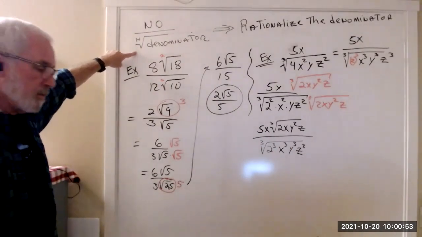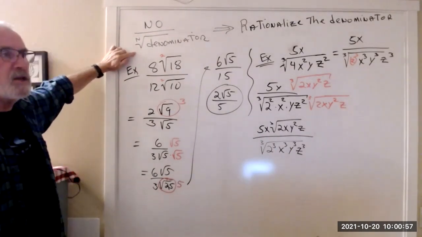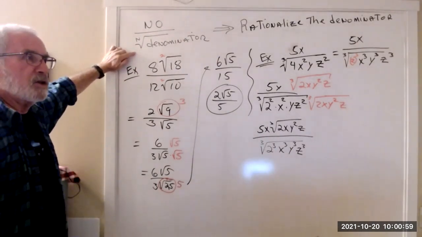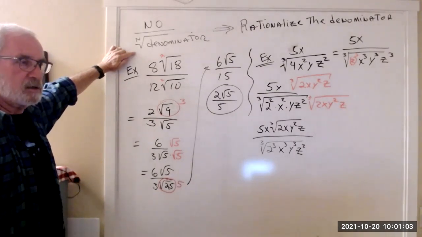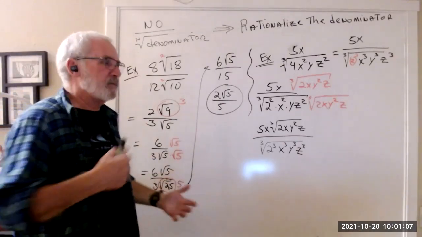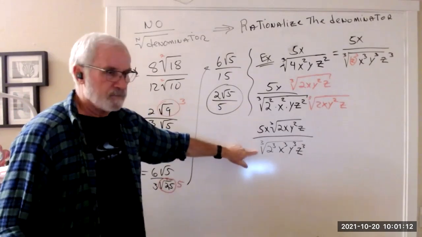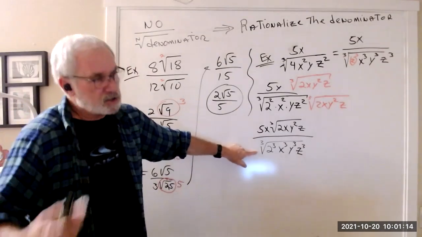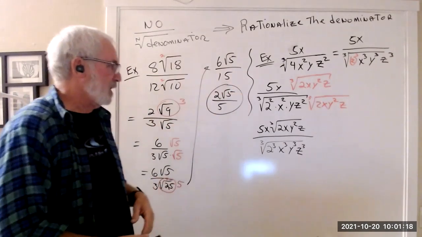Later in other math courses, you'll find it convenient to get rid of radicals in the numerator instead, and they'll show you how to do that. So most of the time, we don't like a radical in the denominator. Some of the time we don't like it in the numerator, but you use the same process, same idea.